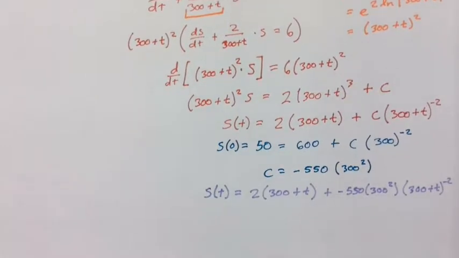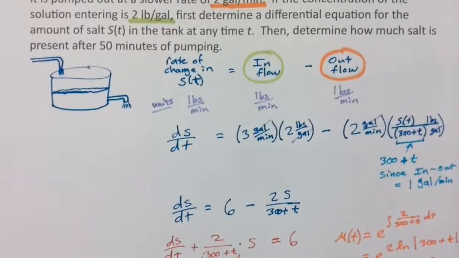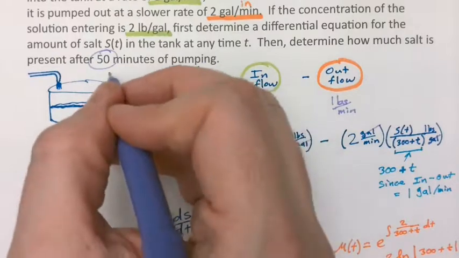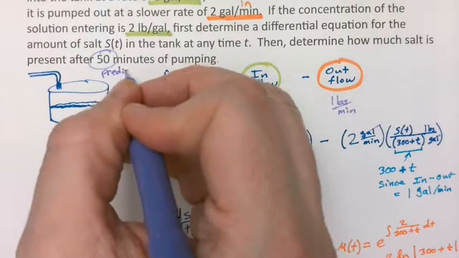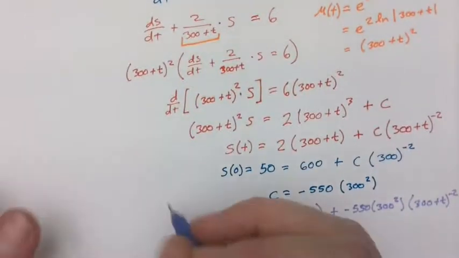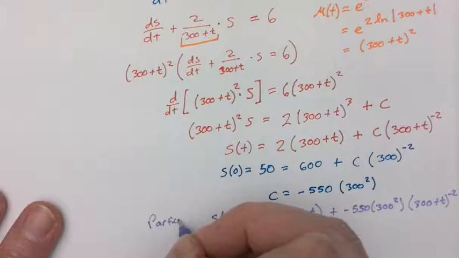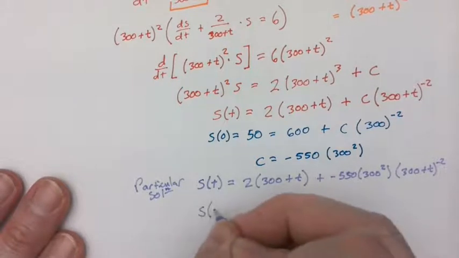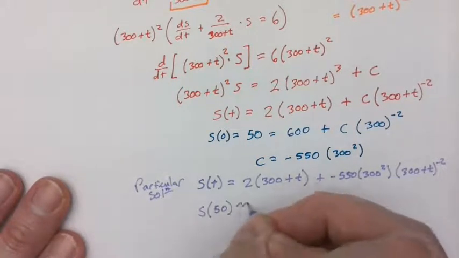And what we're interested in is getting an approximate value for what happens when t is equal to, if I remember correctly, 50 minutes of pumping. So this is what we're interested in predicting. Way down at the bottom, now that we've got our particular solution, we can figure out what s of 50 is approximately equal to.